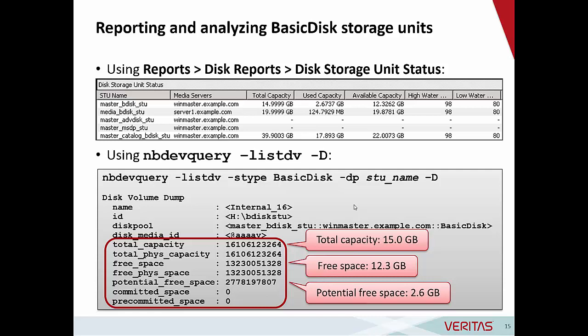NBDevQuery from the command line would give me similar information. And of course, operating system tools like Windows Explorer or df can also be used, if I'm working on the assumption that each storage unit is a single disk. Ops Center is also another great way of keeping track of disk space.